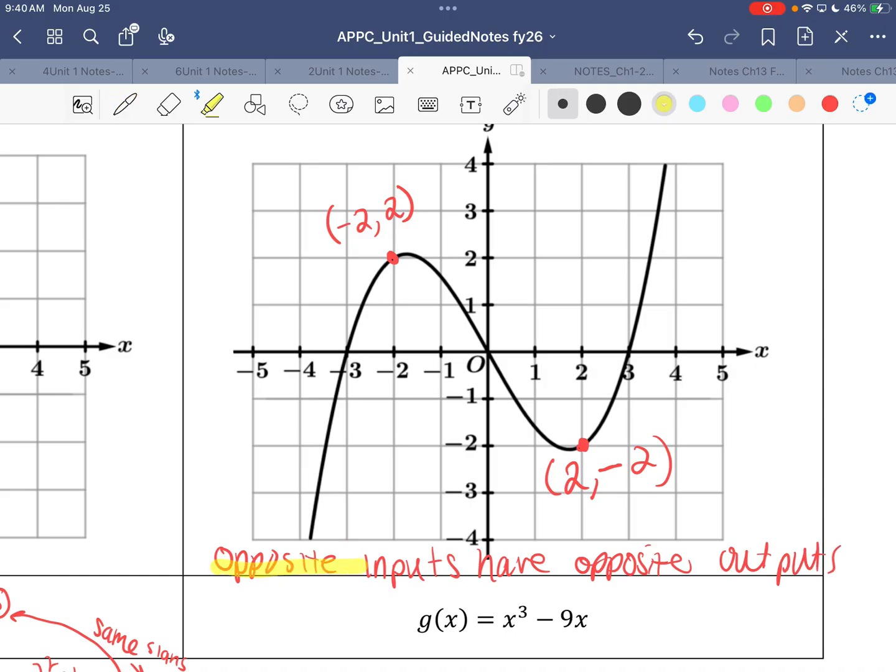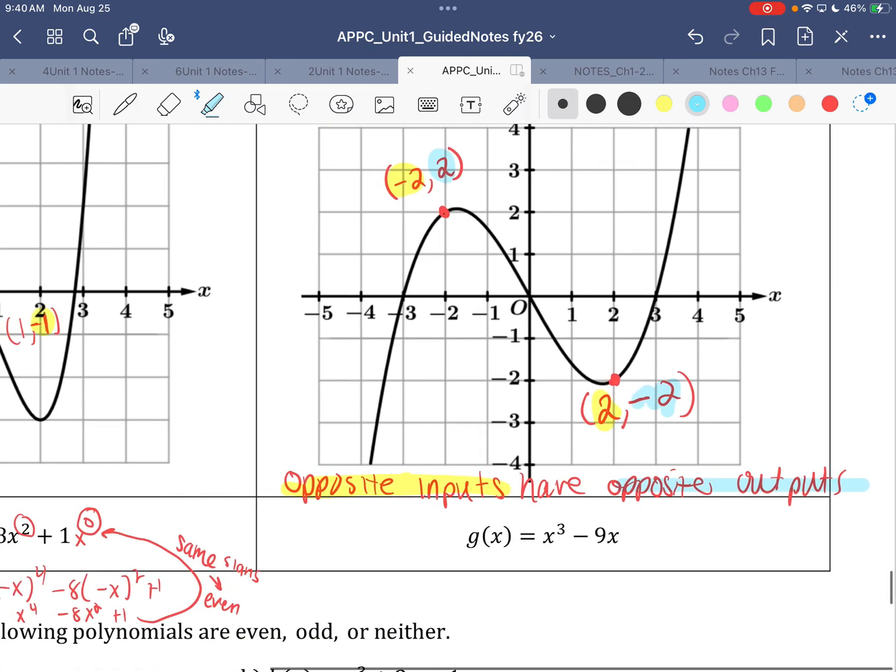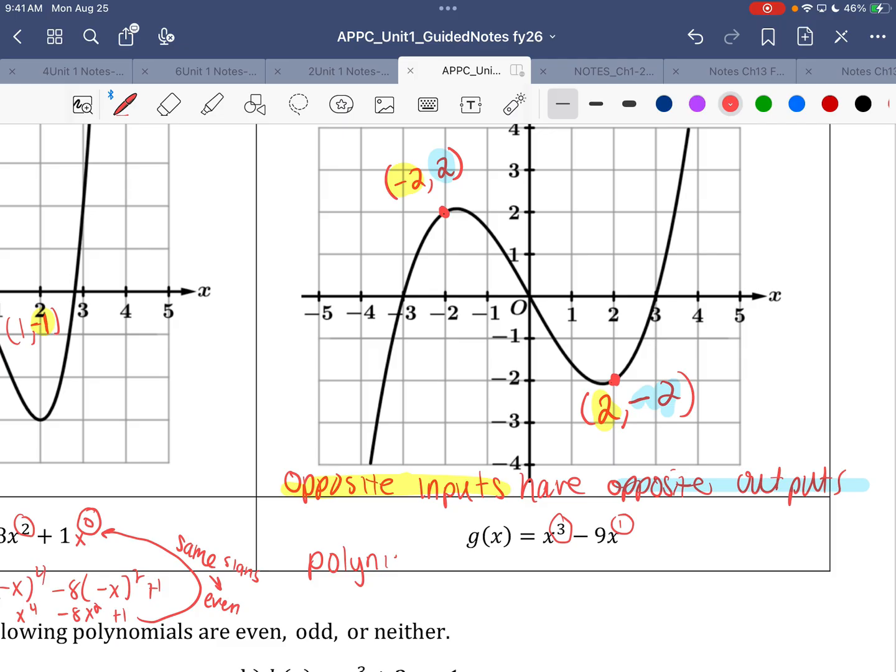So what I mean by opposite inputs, I'm talking about the -2 and +2. And then opposite outputs, I'm talking about going from +2 to -2. If you're given a polynomial, looking at the degrees, all the degrees are odd in an odd polynomial.